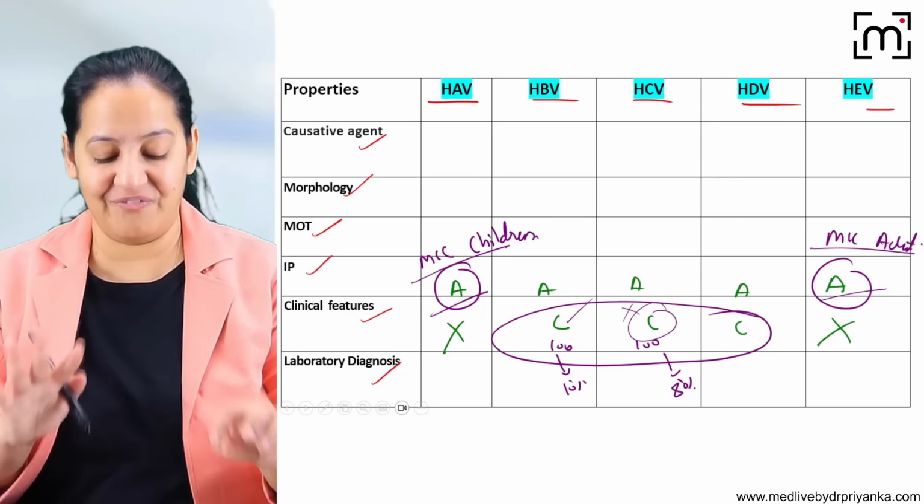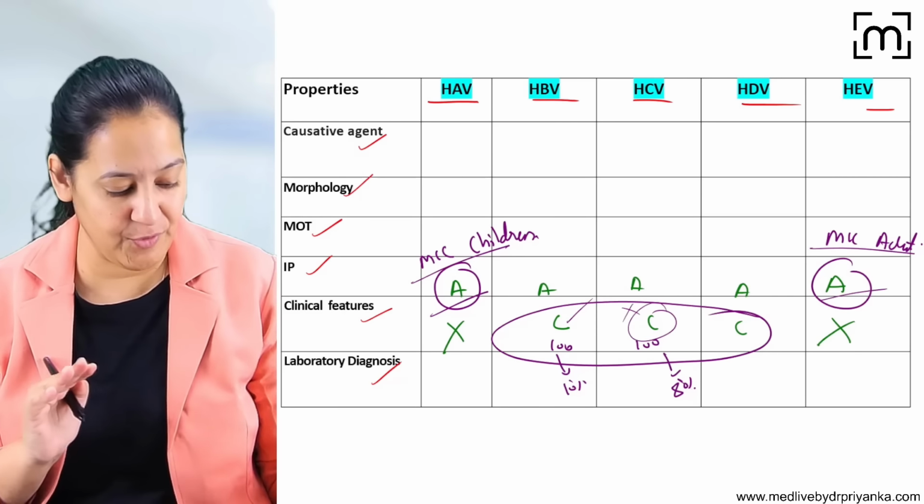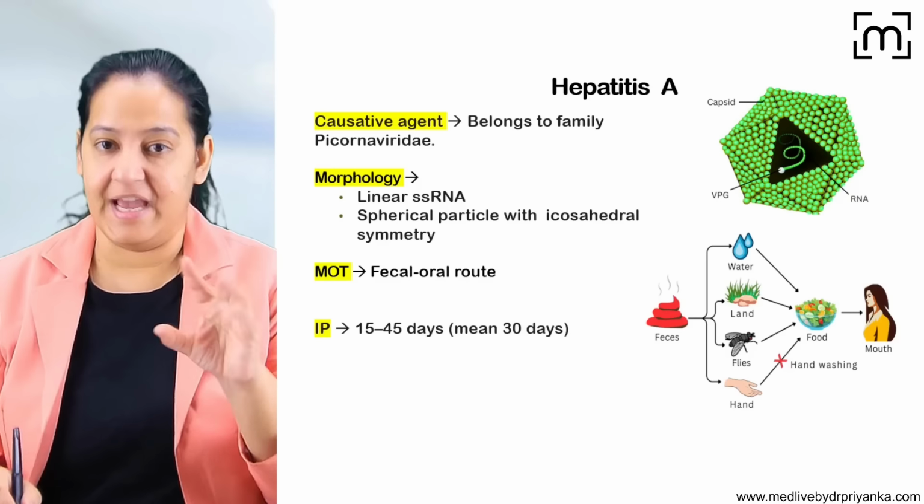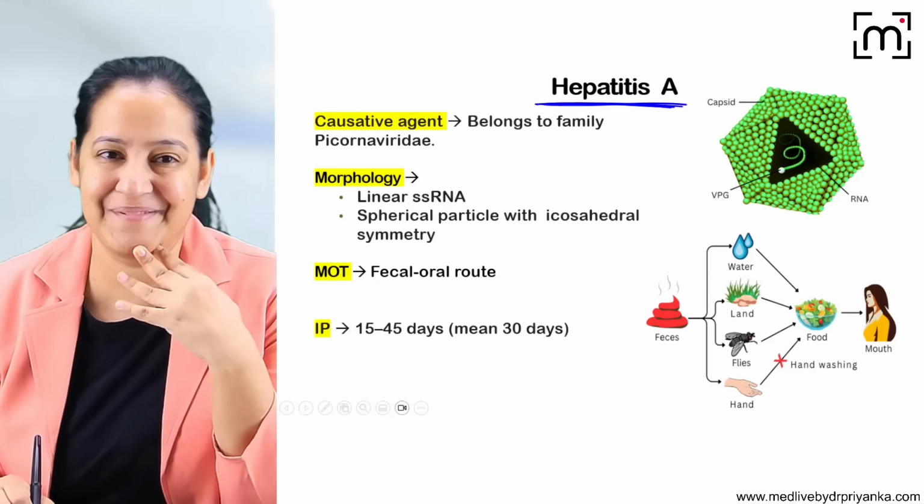Okay, so we will start the 5 types one by one. Let's start the chapter now. Till now I was just giving you an overview. The real chapter I'm starting now. I will be discussing 5 types of hepatitis. Let's start with hepatitis A.